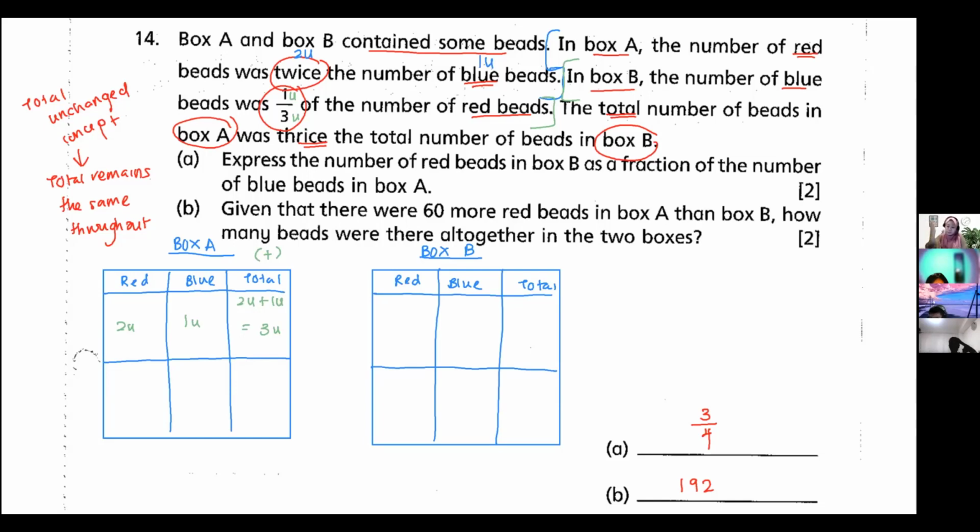Understand? Okay? So this 1 unit is the numerator. It belongs to the first item, correct? So the blue beads is 1 unit.